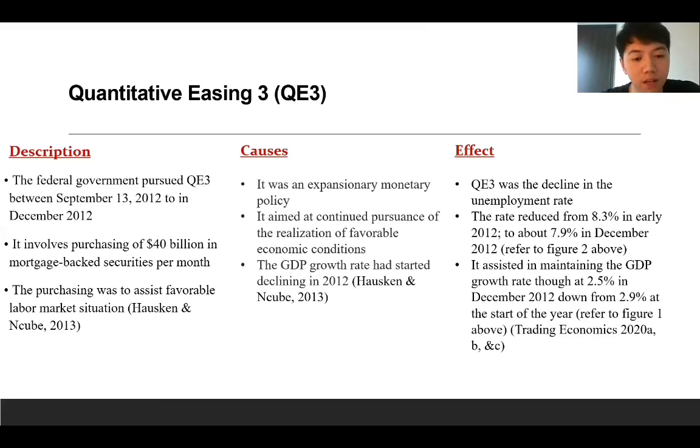The first effect of QE3 was the decline in the unemployment rate from about 8.3% in early 2012 to about 7.9% in December 2012. Secondly, the intervention assisted in maintaining the GDP growth rate at 2.5% in December 2012, down from 2.9% at the start of the year.